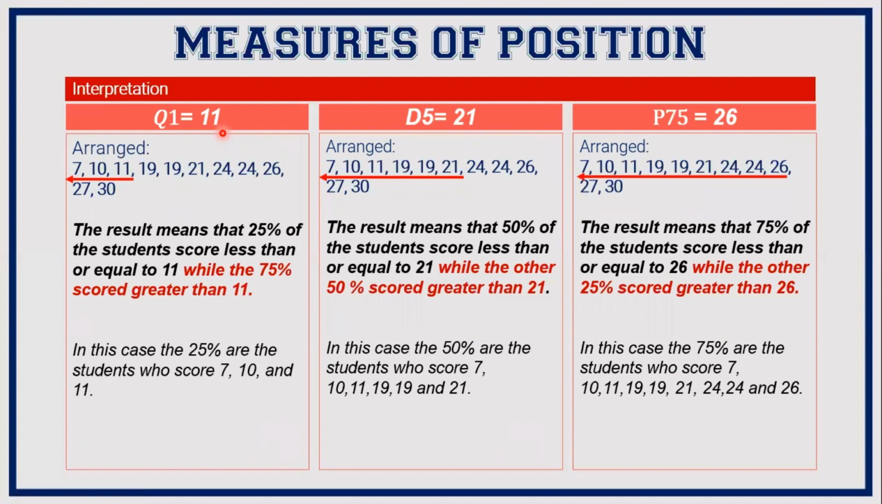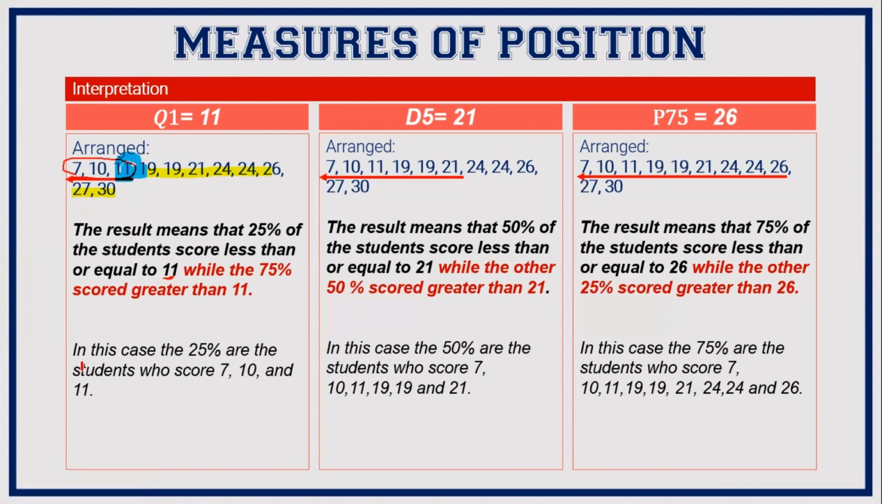So the result that we get from the quartile 1, which is equal to 11, means that 25% of the students score less than or equal to 11. So this is now the value of our Q1 or quartile 1, while the 75% scored greater than 11. So where are these values in our data? These are the 25% of our data, and the rest of these values are the 75%, which is greater than 11.